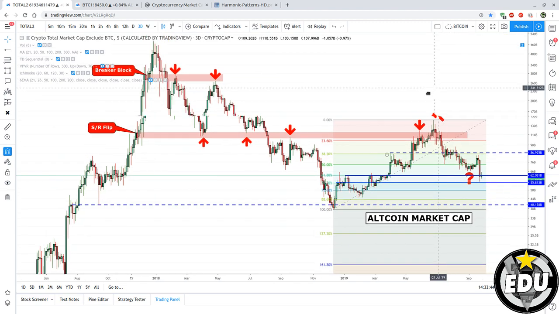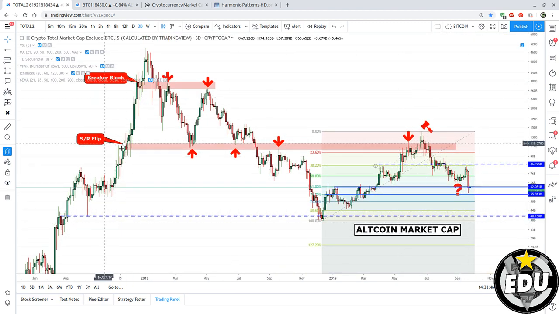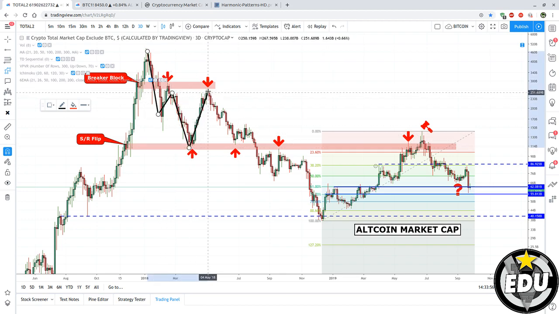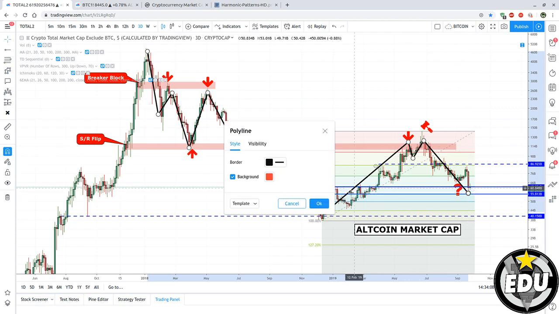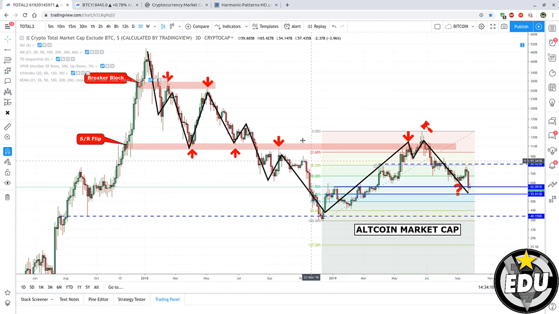This is the overall idea. You guys have seen this chart many times. The breaker block that happened here, as I traced in the total market cap. That's the breaker block, boom, and then the support resistance flip. You can see that it acted as a support, then it breaks and acts as a resistance. Never was able to break again, acted as a resistance again. So that's why it's called the support resistance flip.